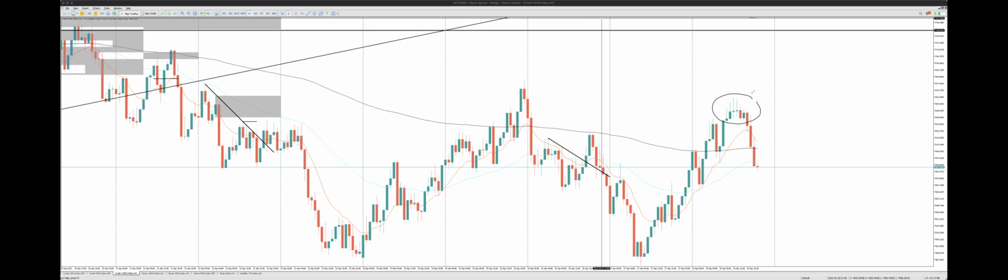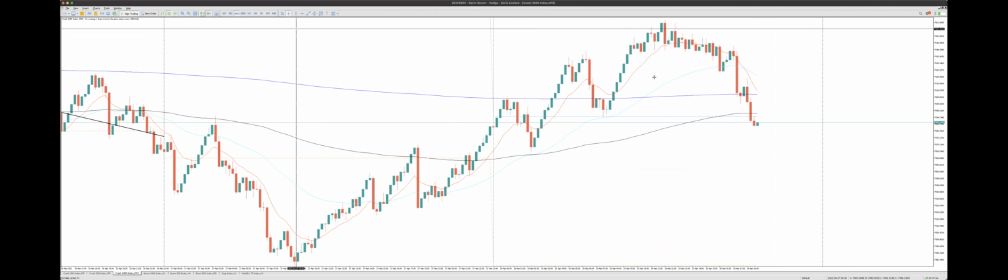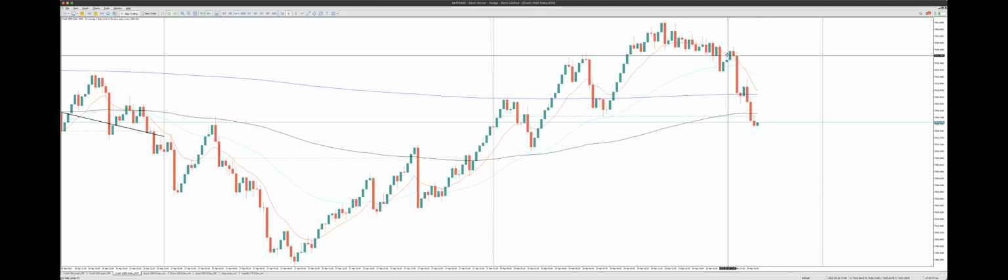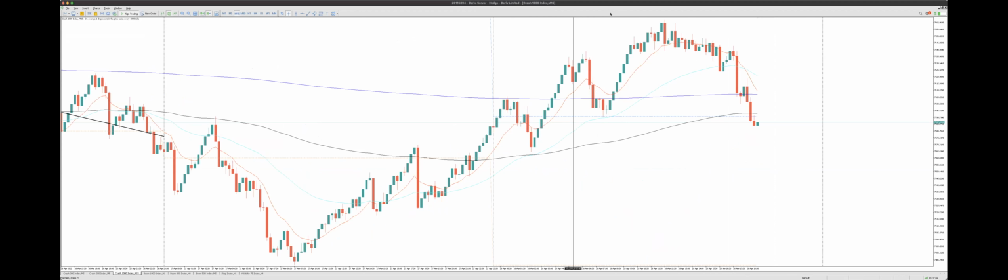Okay, so remember this is H1. We're going to go to M15. We want to try and decipher where would have been the best entry. So here it's pretty much crystal clear. As you can see, price was coming up. Price was coming up earlier.